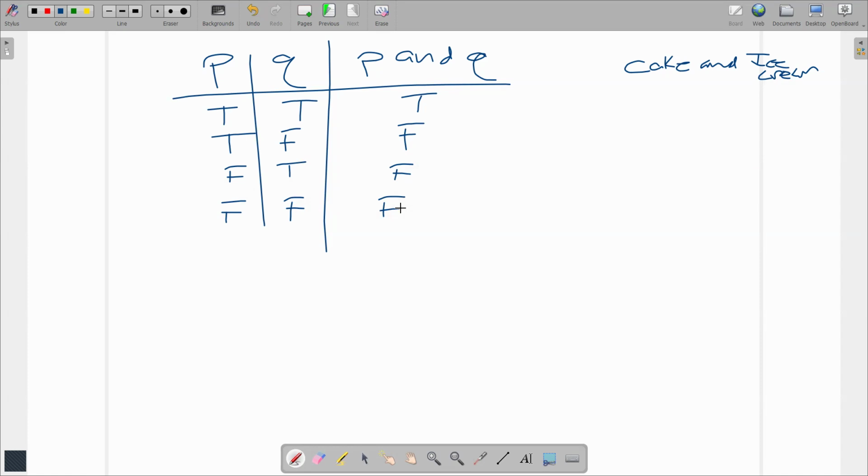That is the truth table for an AND. Sometimes AND will be written with that symbol.